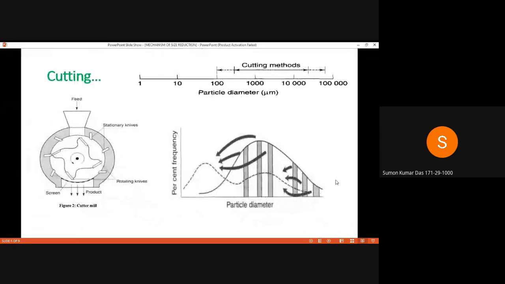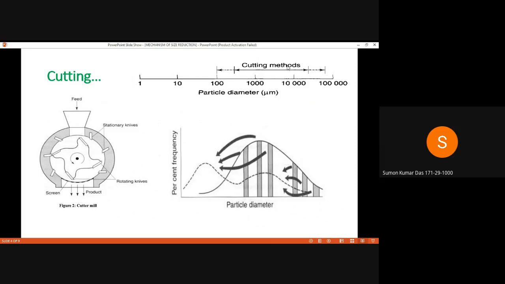Now I enter the main theme: the cutting method. The cutting method is mainly based on the cutting mill, the cutter mill. The cutter mill consists of two types of leaves. One is stationary, the other is rotating. These leaves help to reduce the particle size. When this device rotates, the leaves cut the particles and we get our desirable particle size.